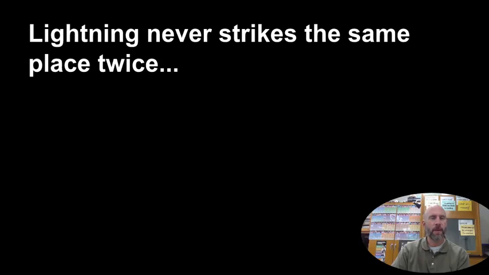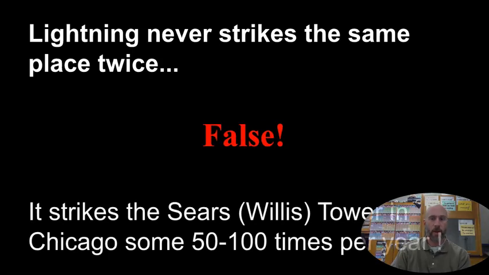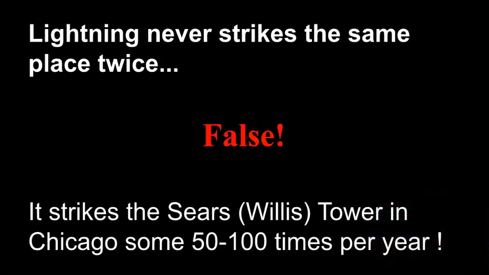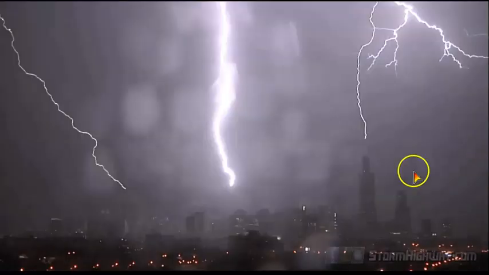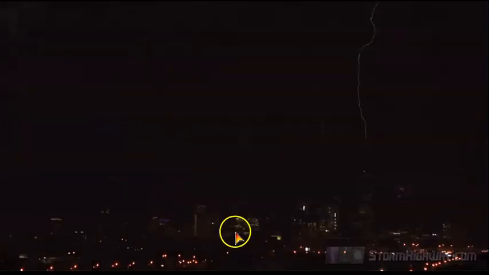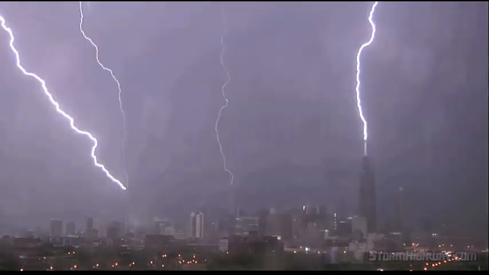Okay, good saying, or often used saying, but that is also false as well. So there's nothing to prevent lightning from striking a location multiple times. Some people, unfortunate souls, have been struck by lightning multiple times in their life. This video is showing, I think, the Hancock Tower, Trump Tower, and Willis Tower being struck by lightning.